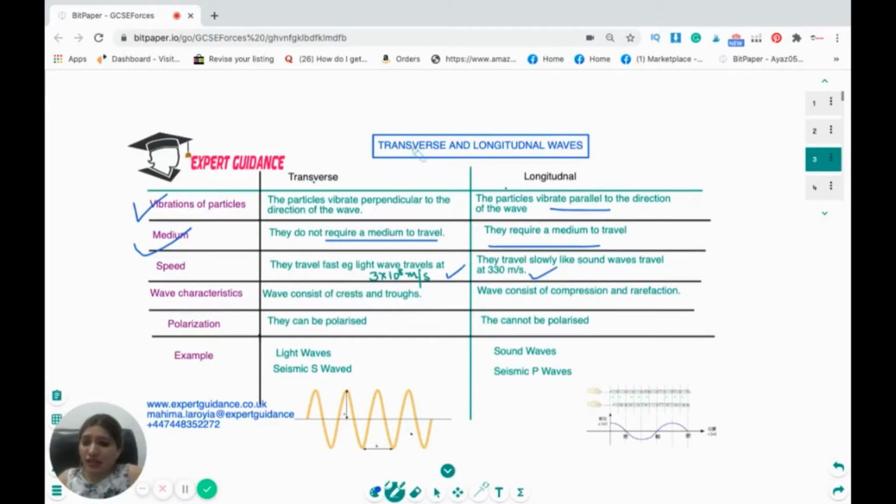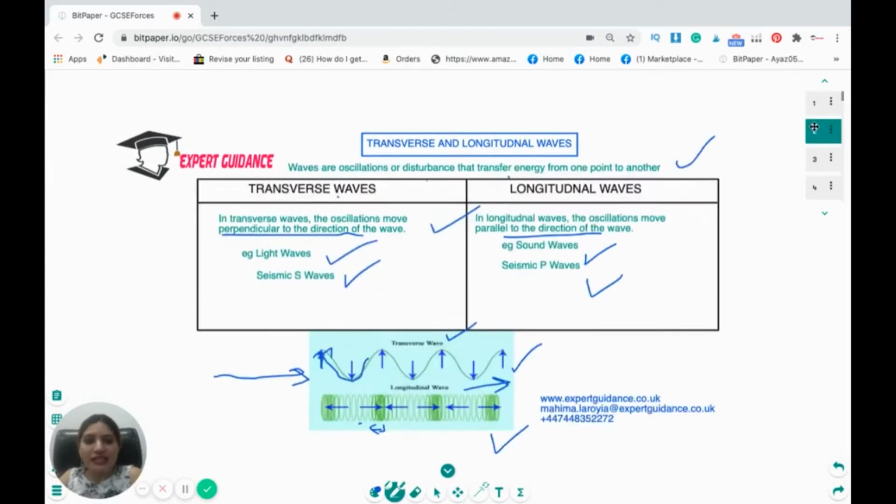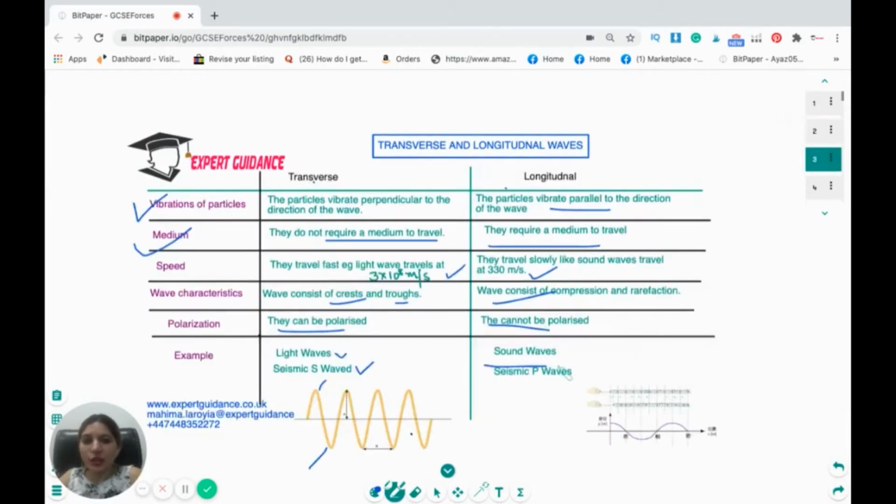If you look at the characteristics of the wave, the transverse wave has crest and trough. So this top point is crest, the bottom point is trough. Whereas in a longitudinal wave, the wave consists of compressions and rarefactions. The transverse waves can be polarized, whereas a longitudinal wave cannot be polarized. You need to know the examples. Light waves and the seismic S waves are transverse waves, and sound waves and seismic P waves are longitudinal waves. Now, this slide is very, very important. They often ask in the exam the examples, the differences, the definitions of transverse and longitudinal waves. So make sure you remember this table.